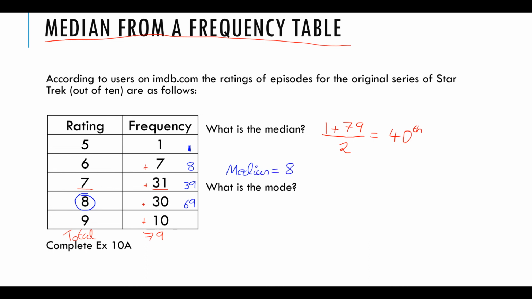Easy peasy. What's the mode? Nice to find from a frequency table. You just look for what frequency is the highest, and then the mode is the score associated with that frequency. So the highest frequency was 31. The score associated with that frequency of 31 is 7. So the mode equals 7.